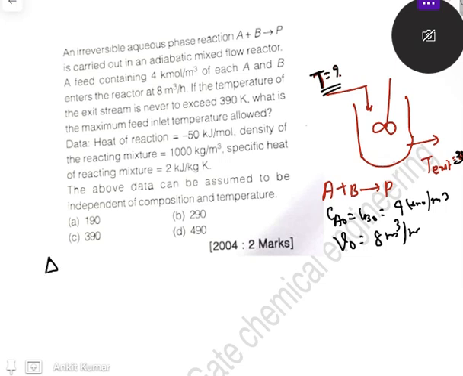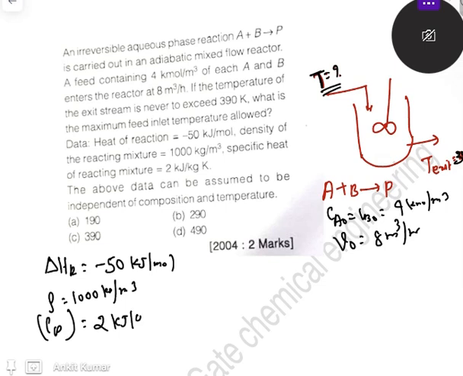The enthalpy of reaction, that is delta H of reaction, is given to you as minus 50 kilojoule per mole. The density of the reaction mixture is 1000 kg per meter cube. The specific heat is also given, that is 2 kilojoule per kg Kelvin. The data can be assumed to be independent of the composition. The inlet temperature we don't know, and the exit temperature is given, so if I take T reference equal to the exit temperature, then we can do the balancing over here.